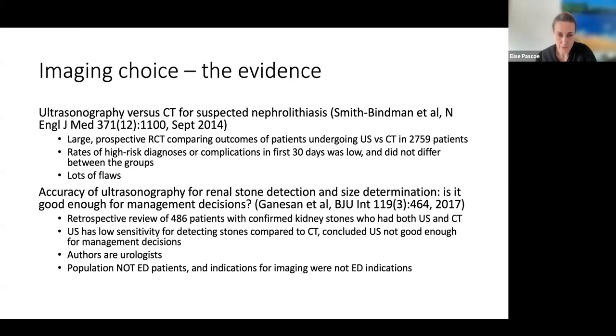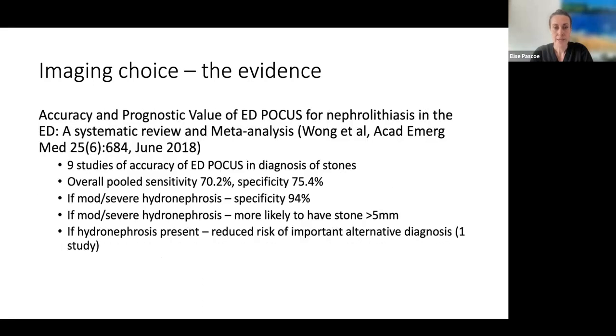But the authors of this paper, number one, were urologists, not ED people. And number two, the population that they looked at were not exclusively ED patients. In fact, a huge proportion were not. So there were outpatients, there were people coming for follow-up, and the indication for the imaging itself wasn't even necessarily always simple renal colic. So we don't take much stock in that.